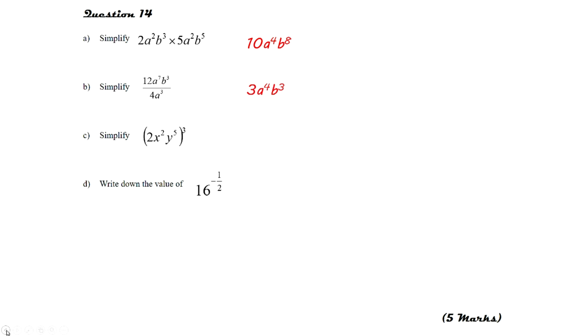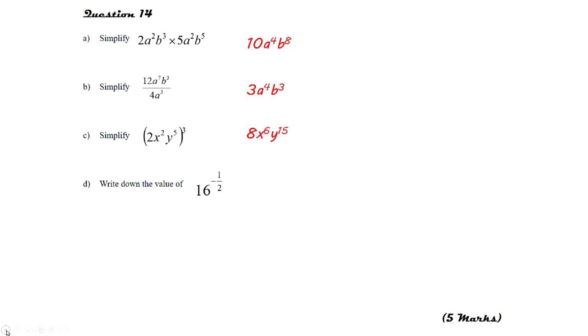Part C, this is one that people tend to get wrong. Remember that cube that's on the outside of the bracket happens to every single thing inside there. So the 2 is going to get cubed, the x squared is going to get cubed, the y to the power 5 is going to get cubed, and it's important that you remember how that cube affects the powers inside the bracket. So 2 cubed is 8, that's pretty nice and easy, and x squared to the power of 3, I multiply those powers together, which becomes x to the power of 6, and the same with the y's, giving me x to the power 6, y to the power of 15.